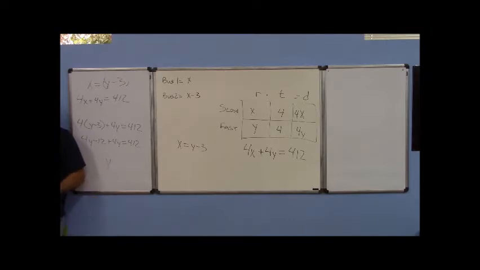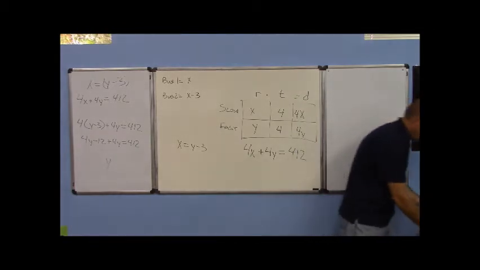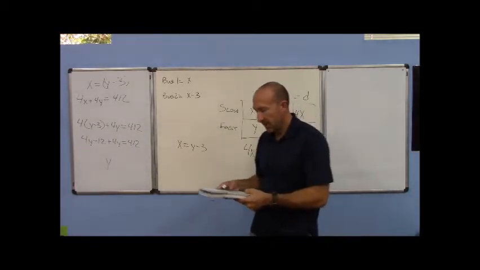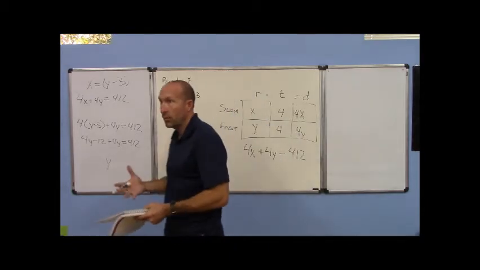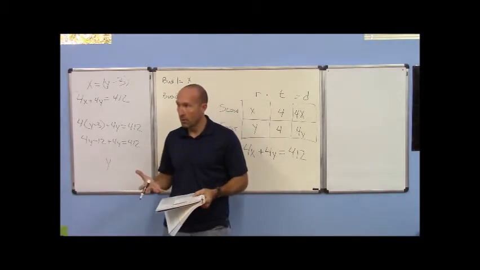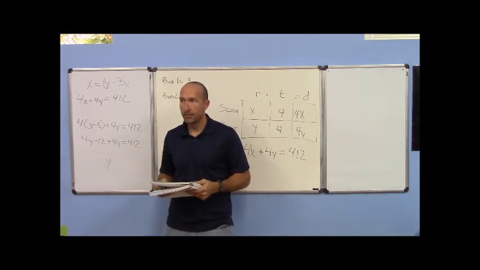Okay? Then, as we do this, you go down and find that y equals 53 and x equals 50, which just so happens to be 3 miles an hour slower than the fast bus. Okay?